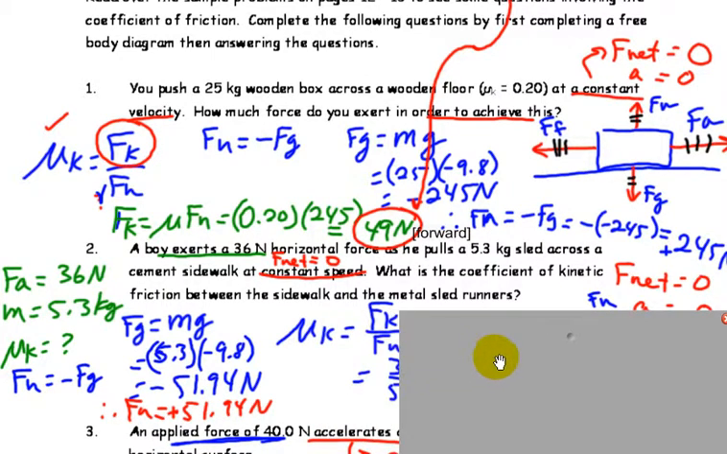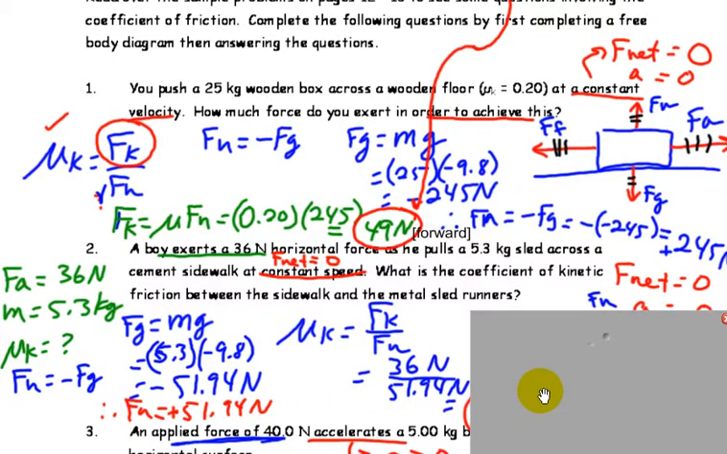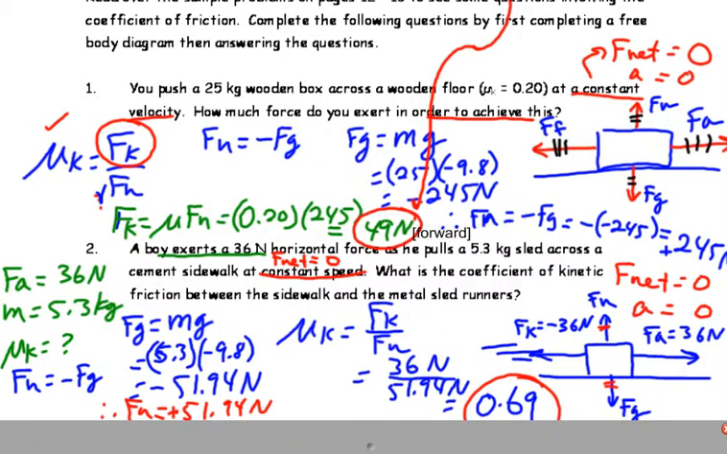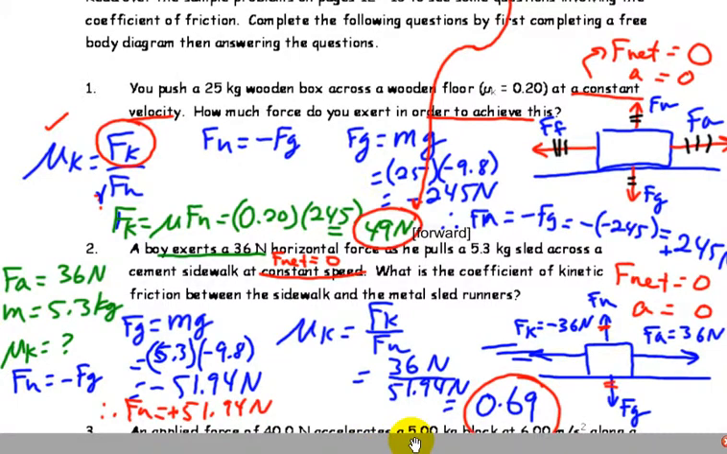Now that I know that, I can figure out what mu k is, because I know that the friction force must be equal and opposite to the applied force. The normal force, I've already figured it out. Now you may notice in this equation, friction is treated as just a magnitude only, no negative. So even though it's friction, we don't include a negative value for there. It's just simply 36. If we're using another equation, though, we have to assume that friction force is negative, working against you. So 36 over 51.94, and I get 0.69.